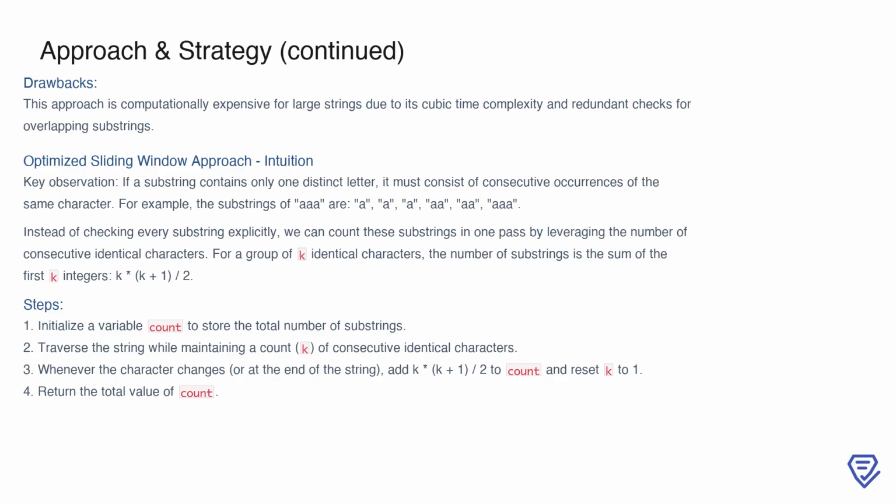To implement this, we initialize a variable count to track the total number of substrings. As we traverse the string, we maintain a count k of consecutive identical characters. Whenever the character changes or we reach the end of the string, we add k * (k + 1) / 2 to our total count and reset k to 1 for the new character group. By the end of the traversal, count will hold the total number of valid substrings.